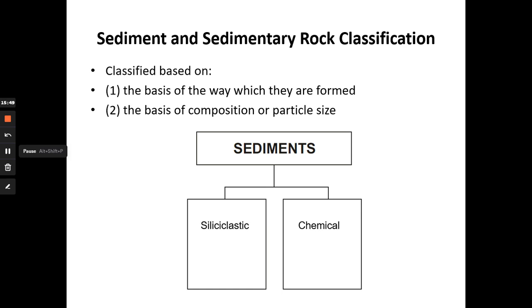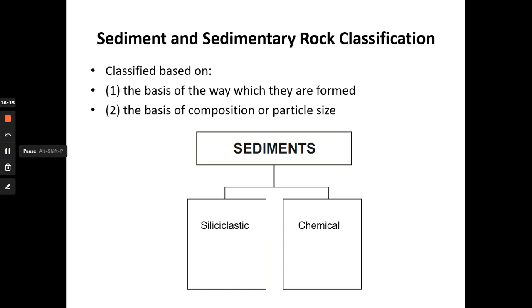Okay, so we know what sediments and sedimentary rocks are, what they are made up of. So let's now look at the variety of different types of sediments and sedimentary rocks you can have on this planet. Okay? So you need a method of classifying the different types of sediments and sedimentary rock. Also a method to describe the variety of different types.